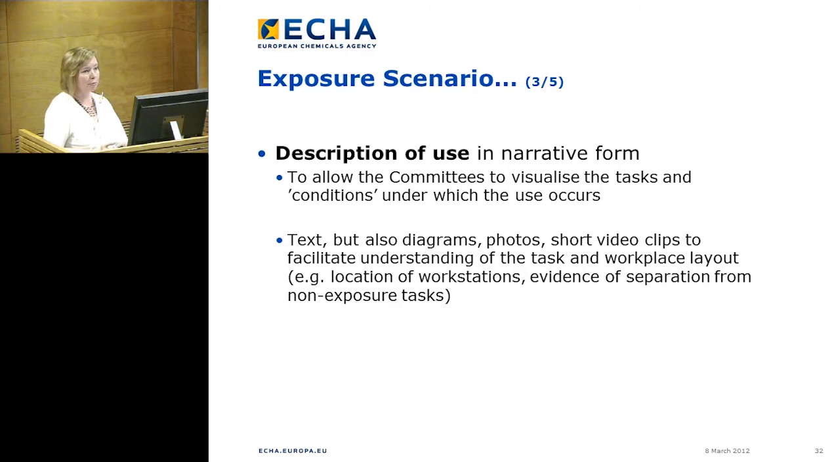Therefore, diagrams, photos, short video clips, anything that would facilitate the understanding of the workplace and its layout, will be more than welcome.